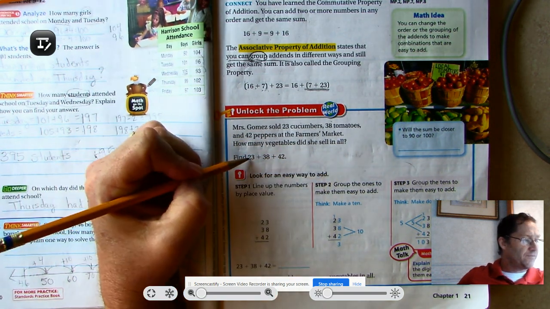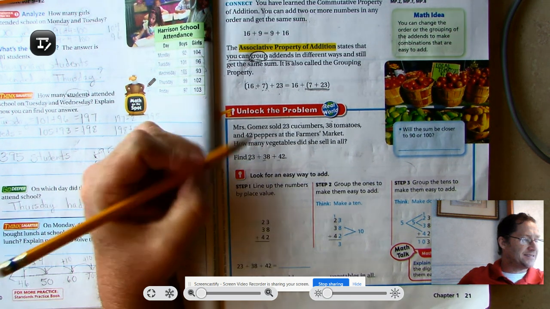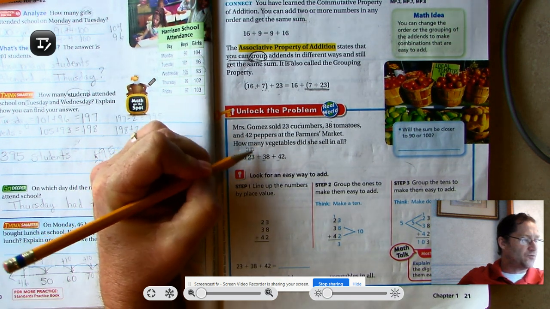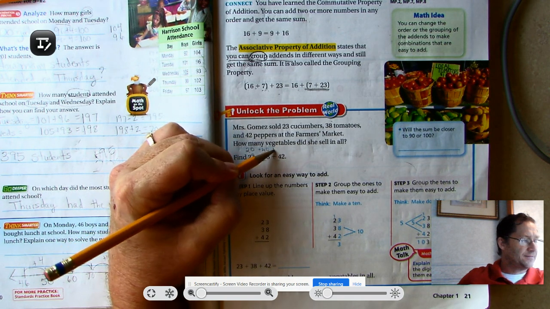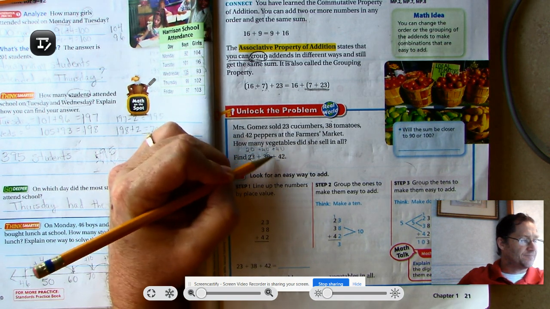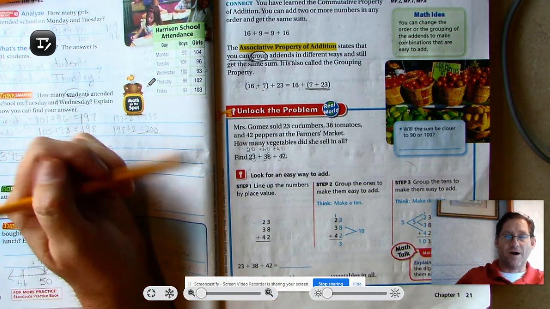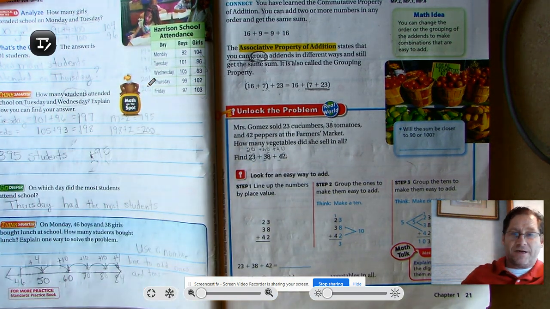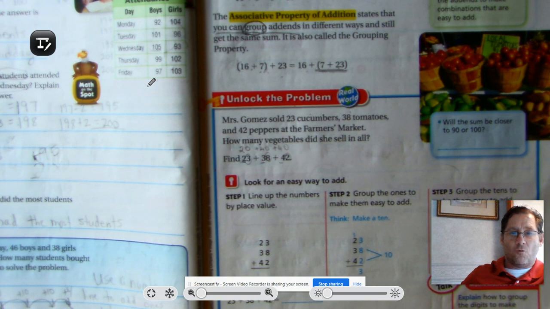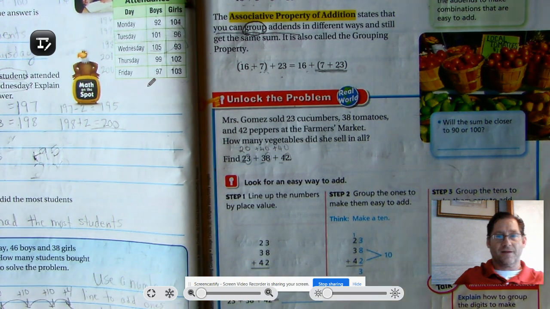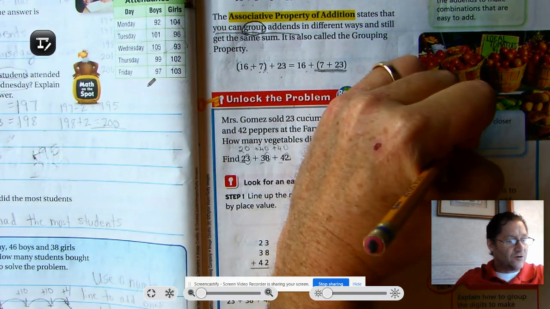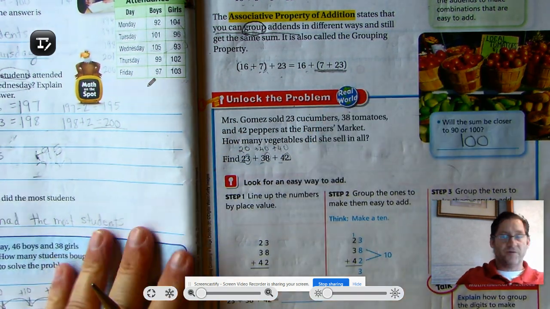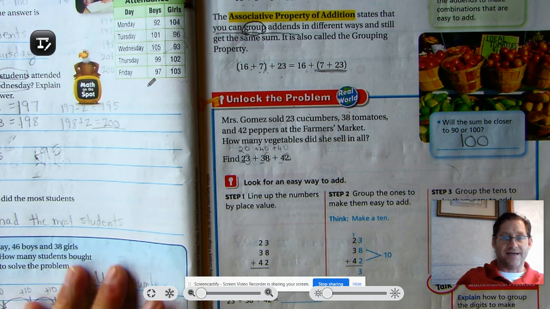Well, if we rounded these to the nearest 10, we'd get 20 plus 40 plus 40, following our rounding rules. And 20 plus 40 is 60, and 60 and 40 is 100. So I'm going to assume that our sum is going to be closer to 100 than it is to 90.